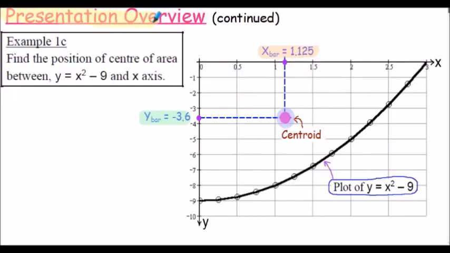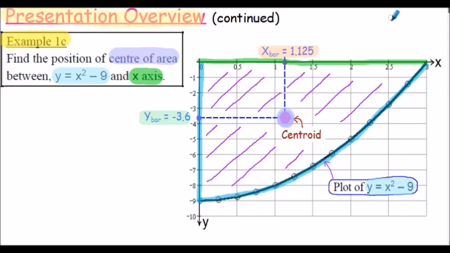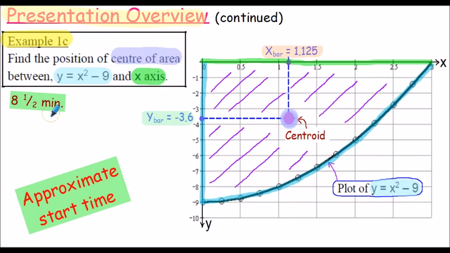Presentation overview continued. Then we have example 1C, where we have to find the centre of area, shown here on our sketch, between the curve y is equal to x squared minus 9, plotted here, and the x-axis here. The full work solution for this example is shown. Example 1C commences approximately 8.5 minutes into the presentation.